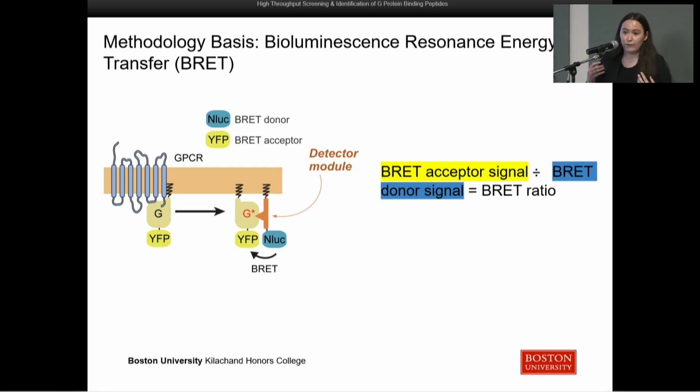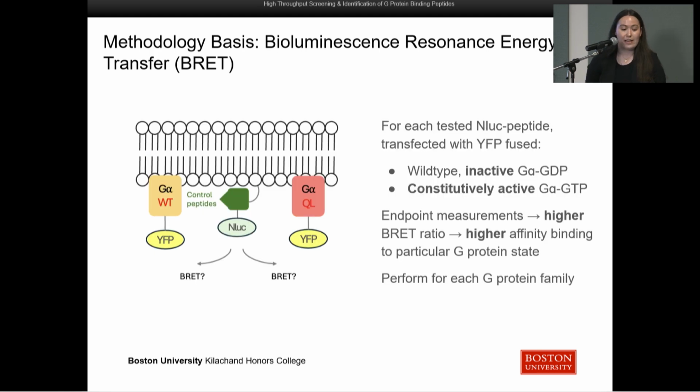So if we take this a step further, we fuse one of the NanoLucs to the peptide we're testing, and we fuse a YFP to the G protein we're testing. If the peptide and protein bind each other, we get a high BRET ratio. We can take this another step further by, for each tested NanoLuc peptide, transfecting it with 2 different conditions. One being a wild-type inactive G-alpha GDP, and the other being a constitutively active G-alpha GTP.